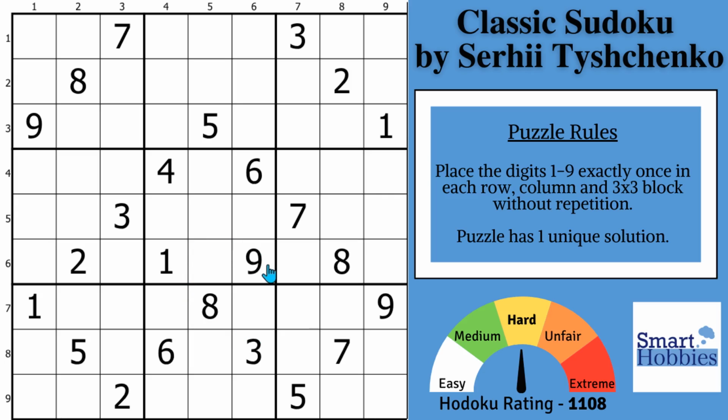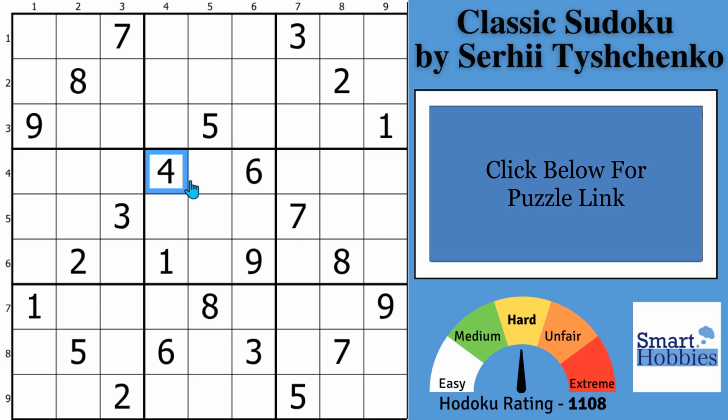I will show you how to reprogram your mind to solve any hard Sudoku using 4 simple steps. And with that, it's solving time.